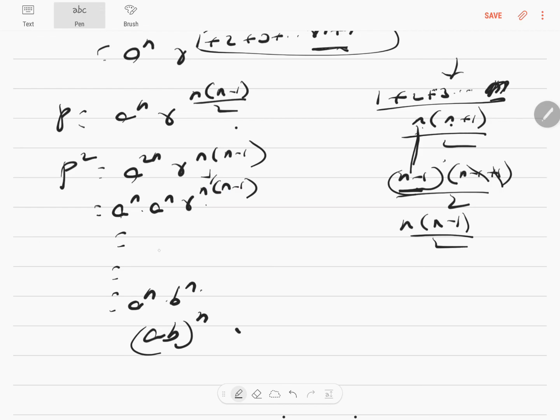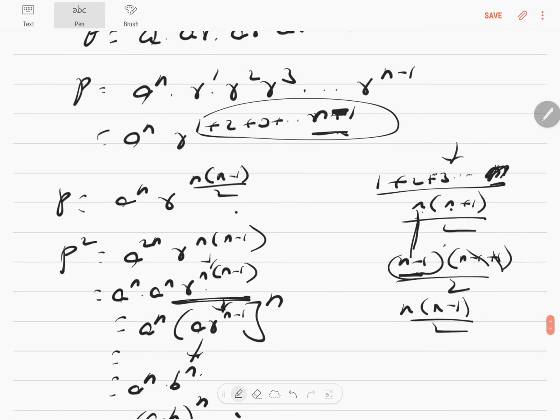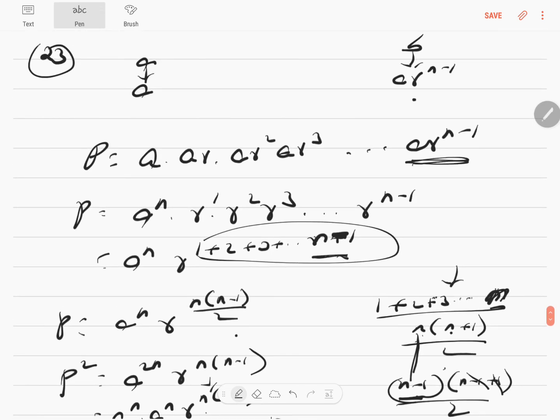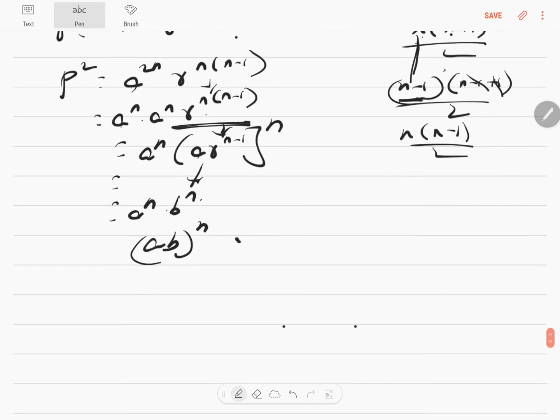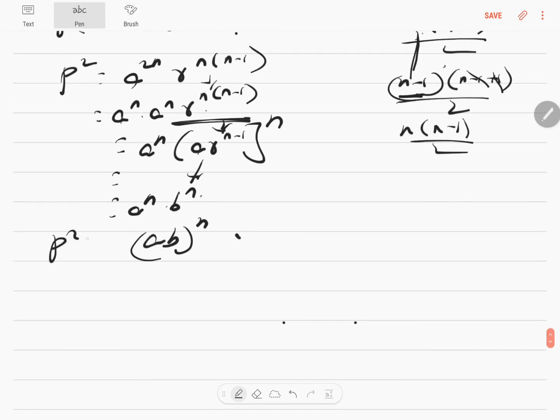Then write this as a to the power n into a r to the power n minus 1 the whole to the power n, which itself is b to the power n. b is the last term, which itself is a r to the power n minus 1, no? So you should understand what you want and proceed so that you get what you want proved.